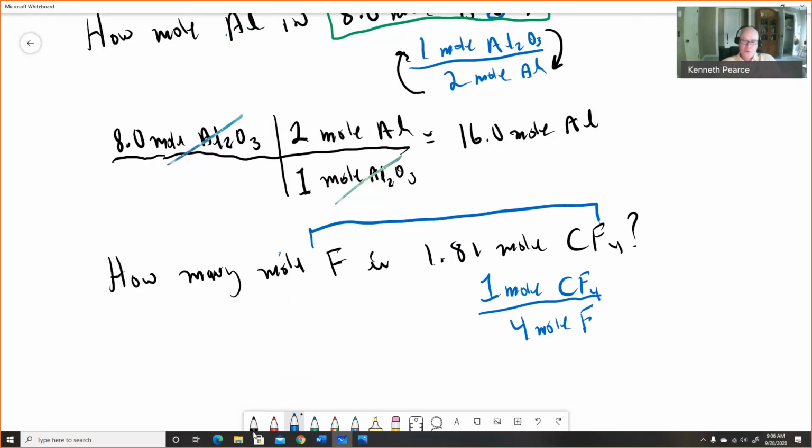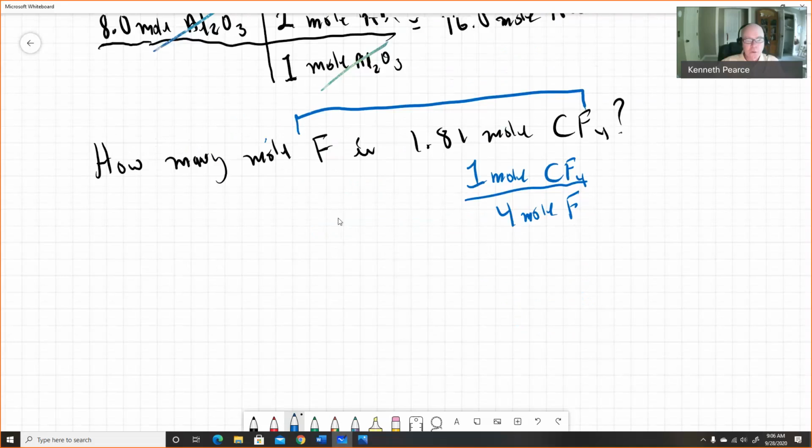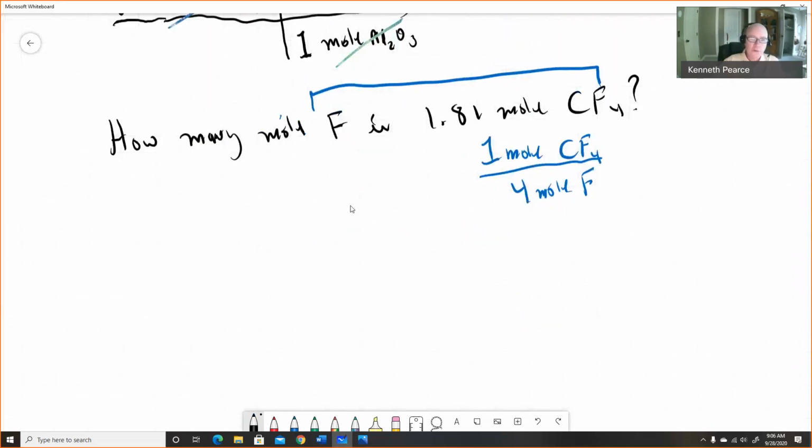Where does that 4 come from? It comes from the formula. What does the formula mean? That's what a mole of carbon tetrafluoride looks like. And so now we're going to draw a line and draw another line.